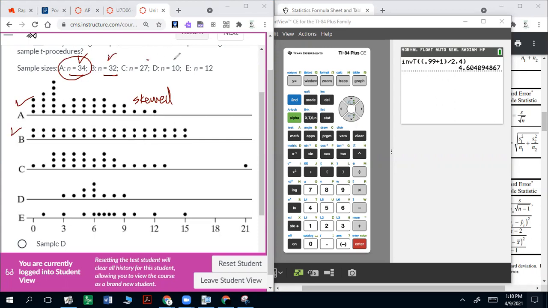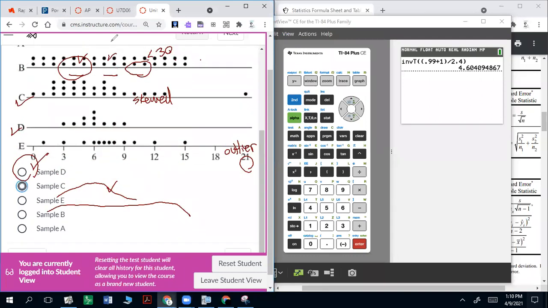Since they're all under 30, we have to find the one that has outliers or skewness or abnormalities. This one's pretty good, with no strong skew. This one's pretty evenly distributed, but this one has an outlier. Even though it has 27, it didn't meet that 30 threshold. That's less than 30, so we need to make sure we don't have any outliers or strong skewness for that normal condition to be met. So that's the one that does not meet the requirements. In this case, sample C would be your answer.